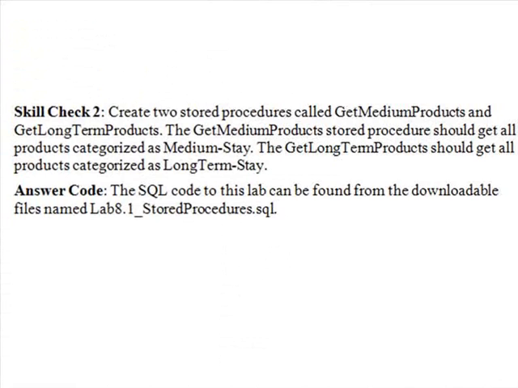Skill Check 2, which is very similar to Skill Check 1, you're going to create two more stored procedures called Get Medium Products and Get Long Term Products. The Get Medium Products stored procedure should get all the products categorized by medium stay. The Get Long Term product should get all the products categorized as long term stay.